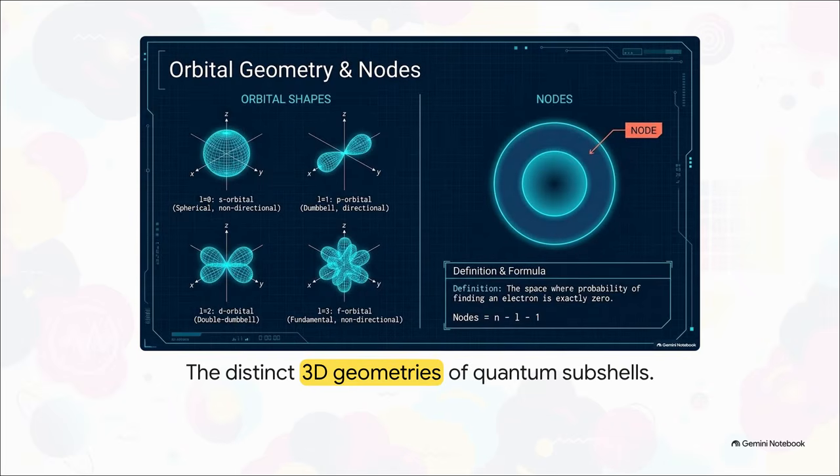And these streets and houses actually take on distinct 3D geometries in space. The subshells aren't just abstract math. The s orbital is a simple non-directional sphere. But as we move up, it gets a lot more complex. The p orbital looks like a dumbbell, the d orbital is like a double dumbbell, all the way up to the highly complex fundamental f orbitals. There are also structural nodes. These are literal dead zones where the probability of finding an electron is exactly 0.